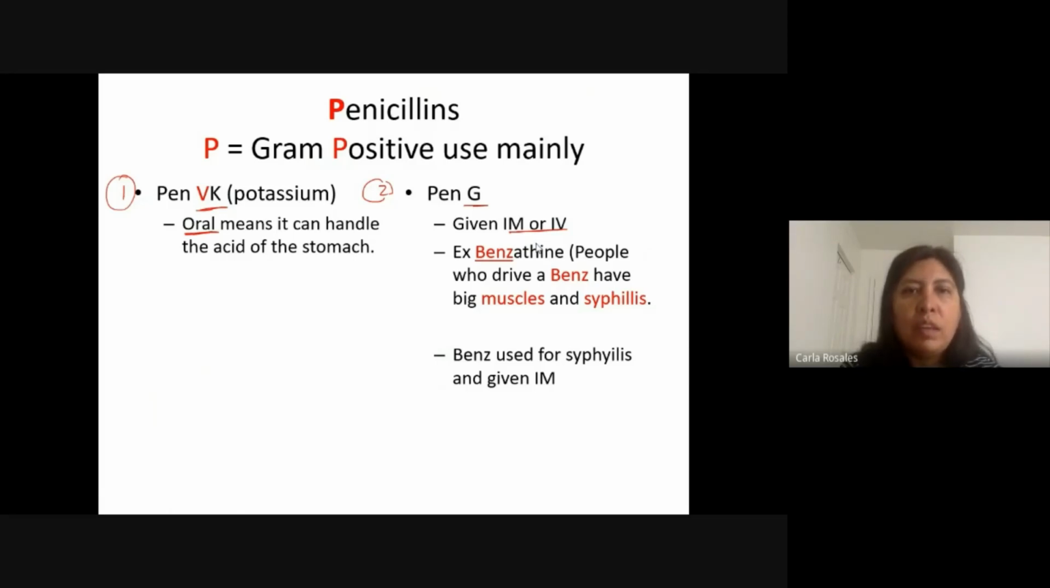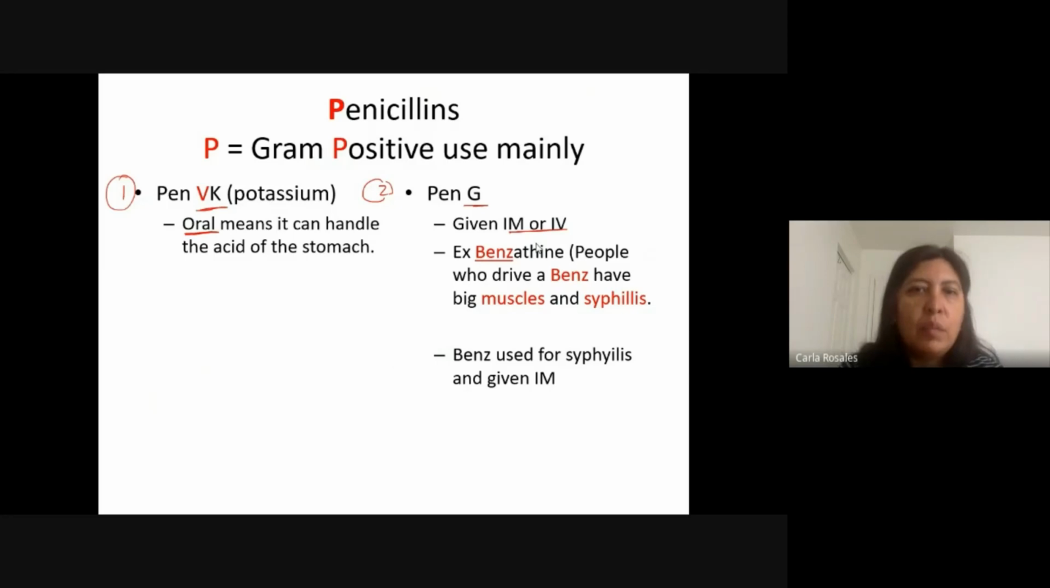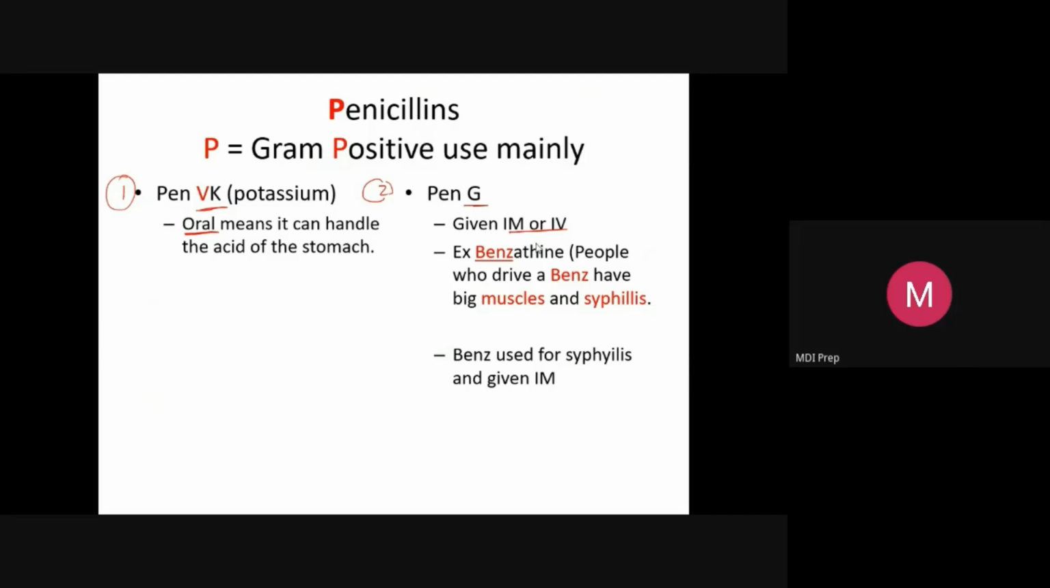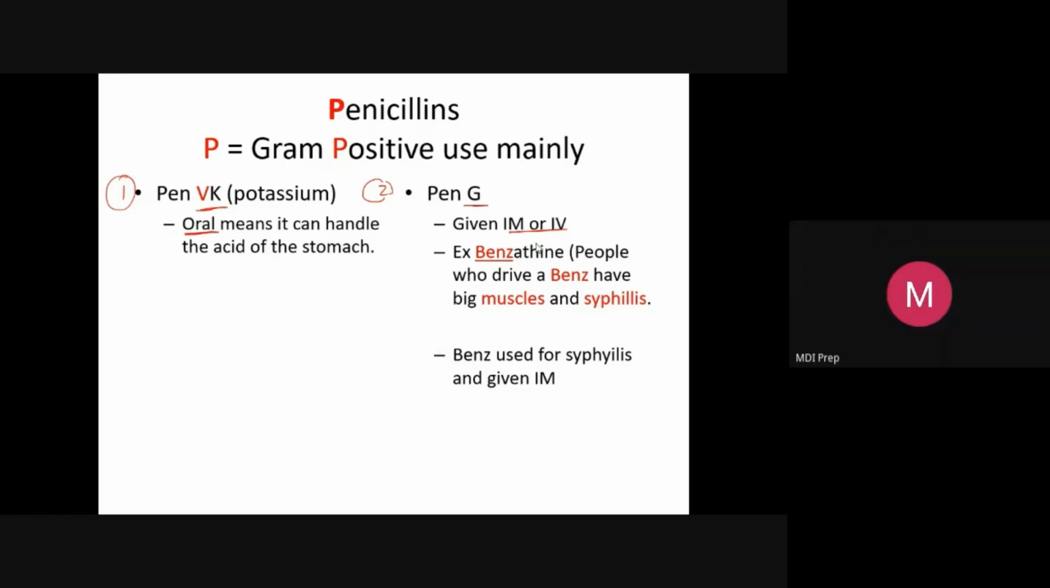Oh, okay. And Pen G is given how? How do you give Pen G? It's intramuscular or IV, right? Right, vein. Okay. So the key thing here is that you give Pen V or Pen VK by mouth. Yes, oral. There you go. And that's because it can handle the acid of the stomach.